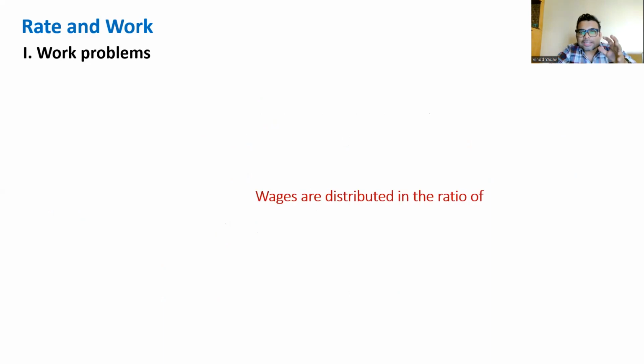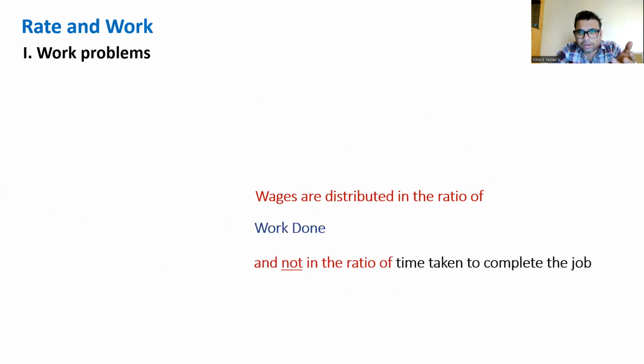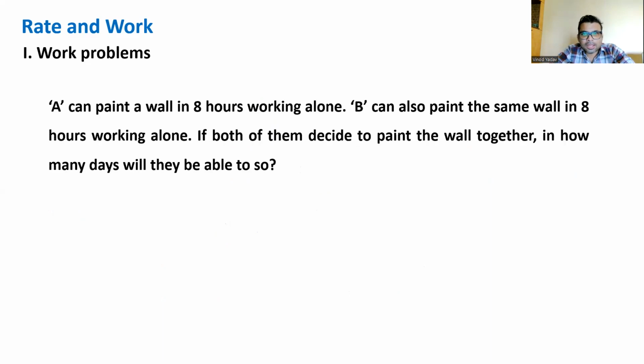Now, wages. Wherever you have a question based on distribution of some money, some salary, wages, of course, it will be distributed in the ratio of work done, right? Naturally, and never in the ratio of the time taken. Somebody who's doing more work should get paid more, right? In the given time. So it is dependent on work done, not on time taken. All right. Okay. Now, sample question to understand.